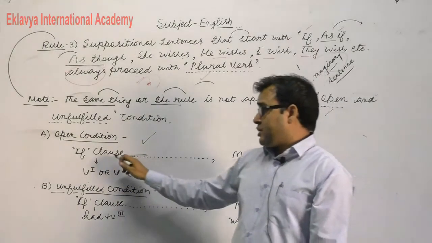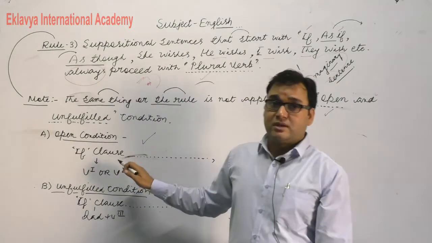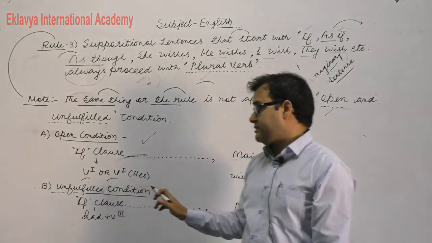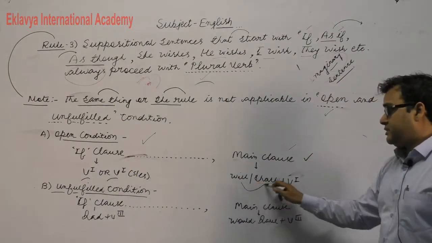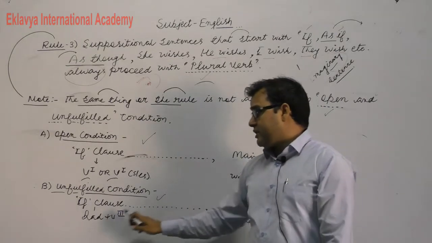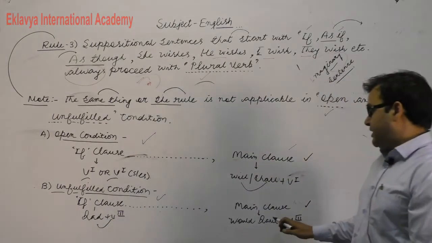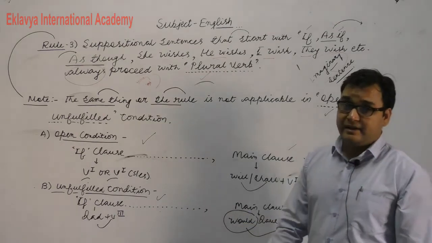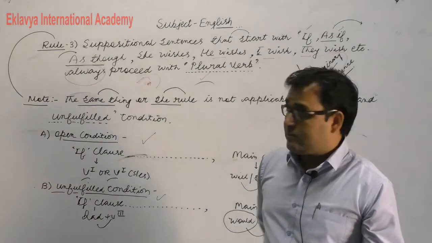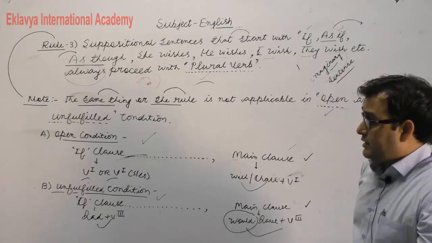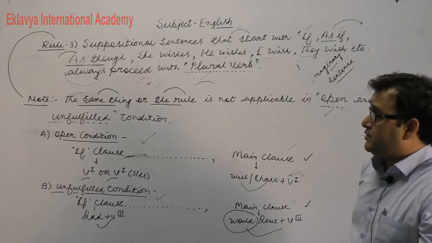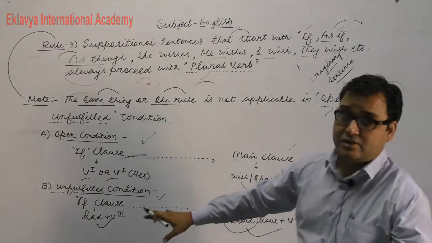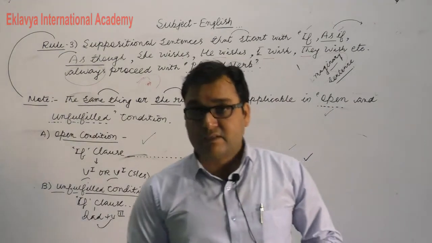Open condition: your if clause, which is known as subordinate clause also, or dependent clause. In this you have first form or first form with s and es, and your main clause proceeds with will and shall plus first form. In unfulfilled condition you have had plus third form, and in main clause you have would have plus third form. You can also use could and might here as per the norms of unfulfilled condition. Okay, this note is about rule number 3, which is not applicable in these two conditions of the English language, students. That's the rule number 4.